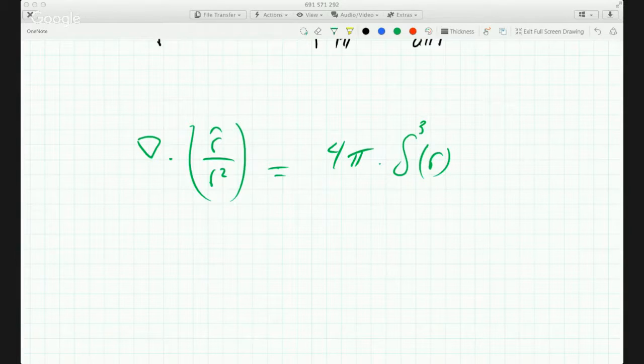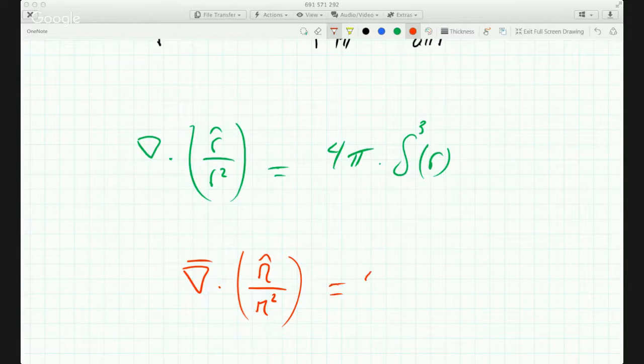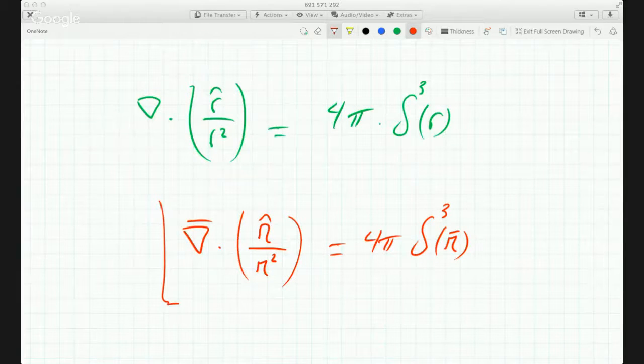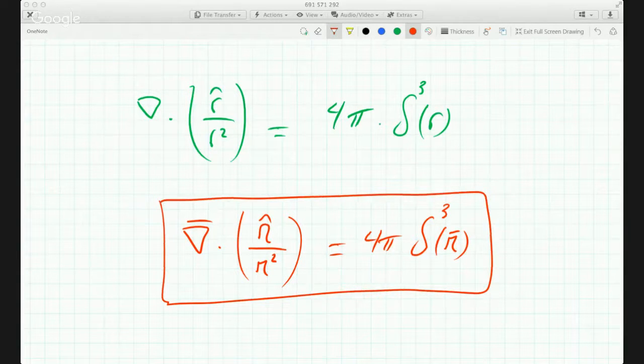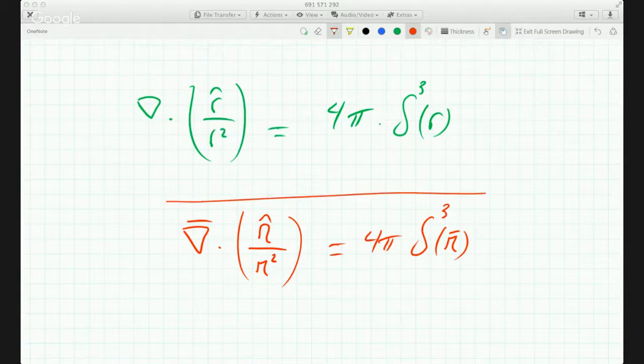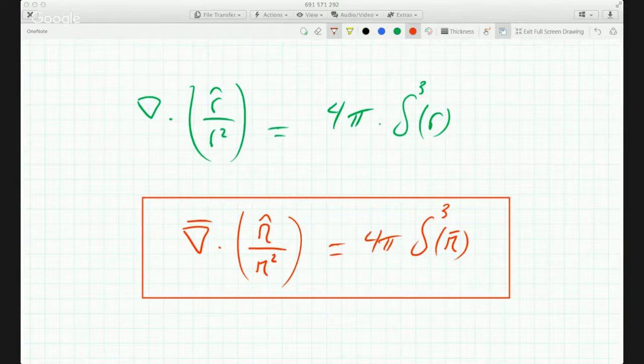And so that's why one of the equations in chapter 1 that's really useful and will come in handy is that the divergence of any unit vector over that vector squared is equal to 4 pi times the Dirac delta function of that vector. So let's box this result because it's such an important result.